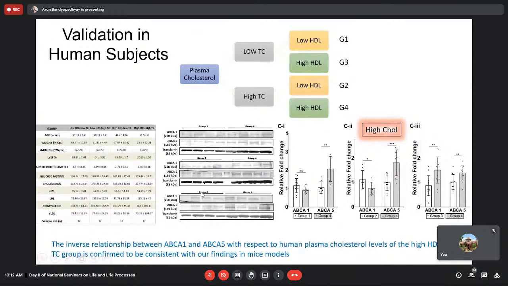So what is happening? These transporter proteins in this human sample, the so-called... One more slide. Okay. So you can see that in the high cholesterol group, ABCA1 is decreased, but ABCA5 is increased very significantly. It is also true in other groups. So whenever cholesterol level is high, the ABCA5 is there to rescue the system.